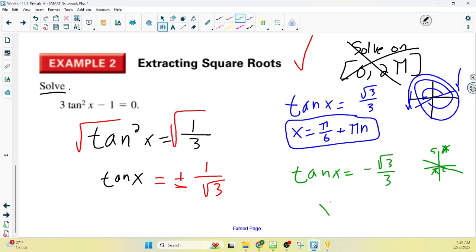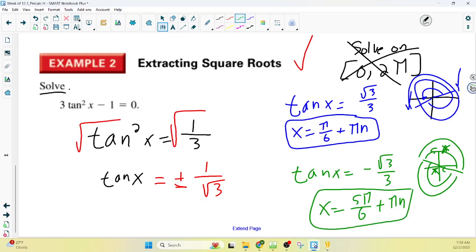So x is going to equal 5 pi over 6 plus, and now tangent's different. We add pi each time, every time we go halfway around. So it's pi n, and that's our other answer. Okay? So that's how we solve those ones. I think that's where everyone is probably feeling pretty comfortable. We're probably feeling comfortable up to this point, and anything after this point is where it starts to become a little tricky.